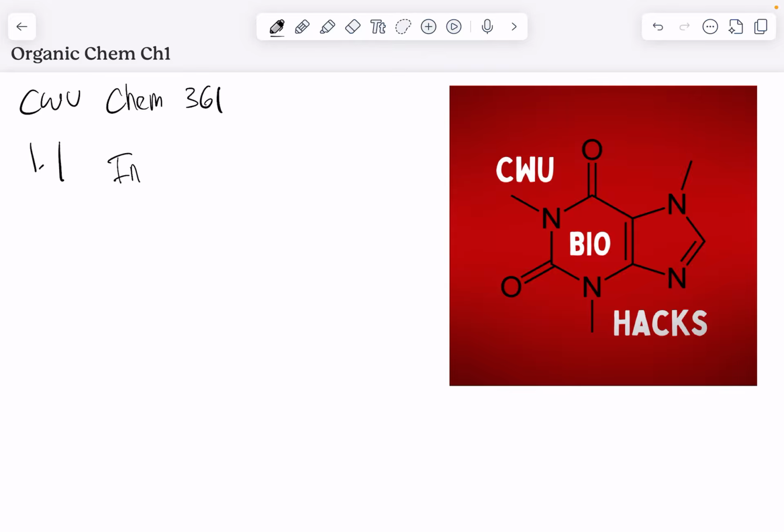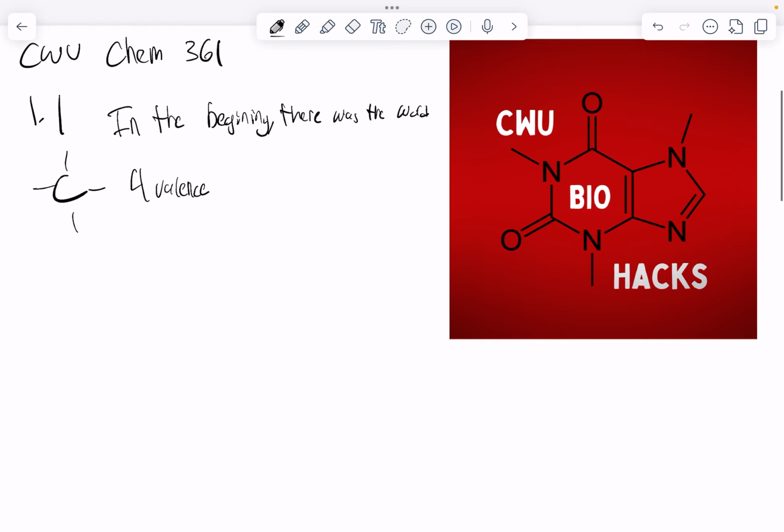So in the beginning, there was the Word. And that Word had a C in it. And that C had 4 valence electrons. So organic chemistry is the study of carbon, and that's what we're going to be doing for this whole series. We're going to see how carbon can create all sorts of molecules and bonds, and carbon is the basis of all of organic chemistry. So in the beginning, there was carbon, right?